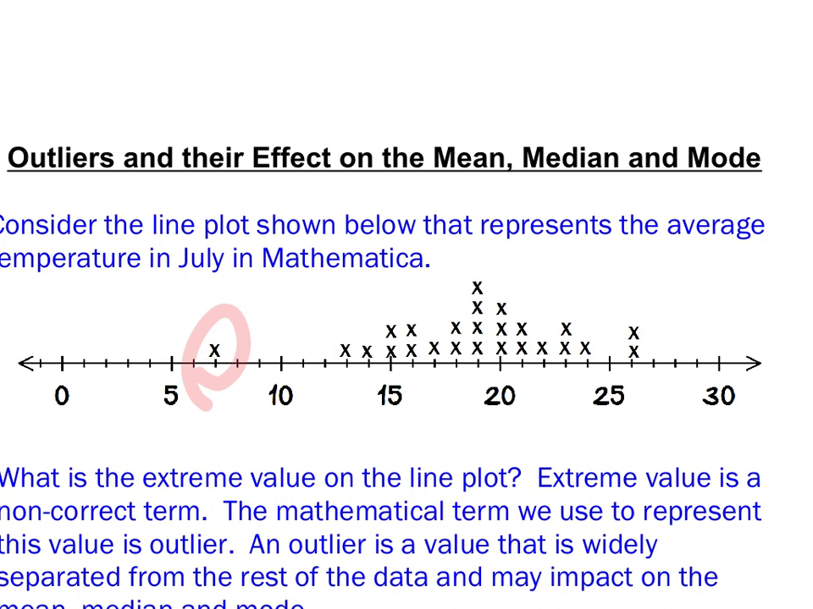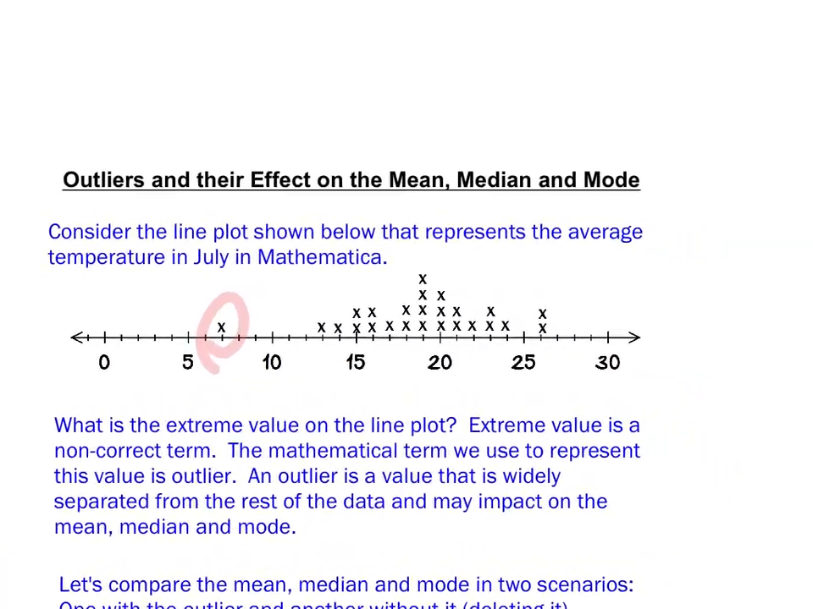You can definitely give me the argument that these ones are by themselves, and I would accept that. But they're only a couple away, right? They're pretty close. Whereas this one is significantly far away. So that is the extreme value on the line plot.